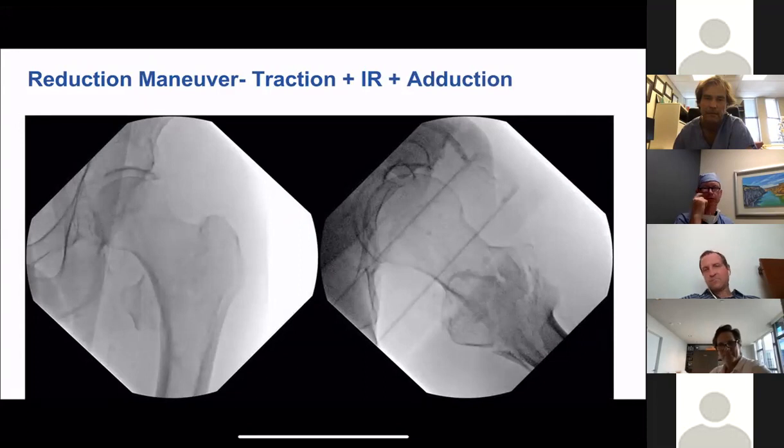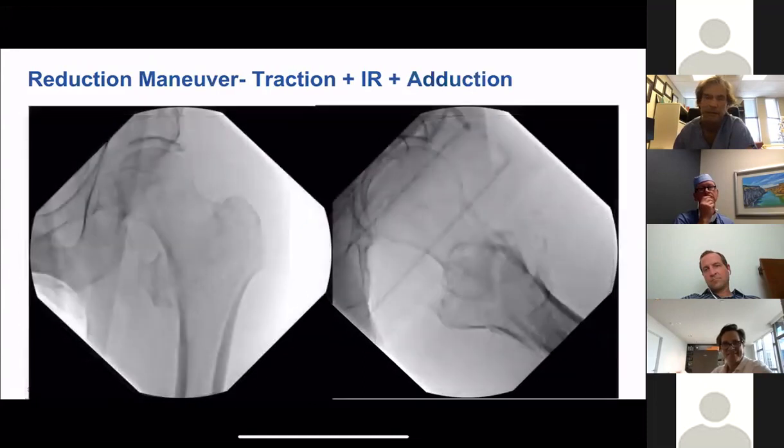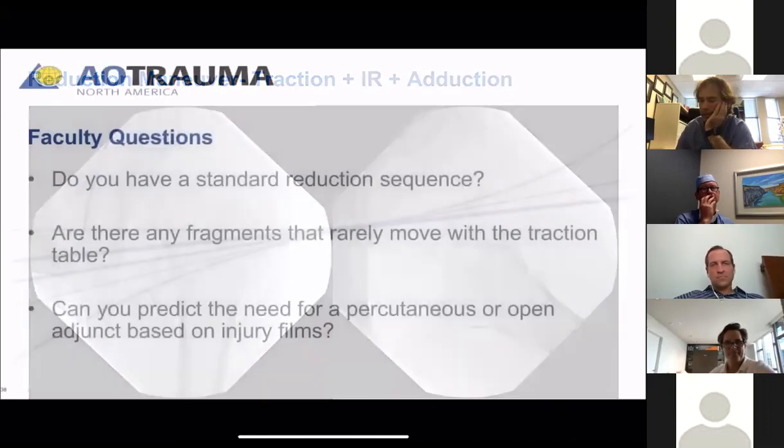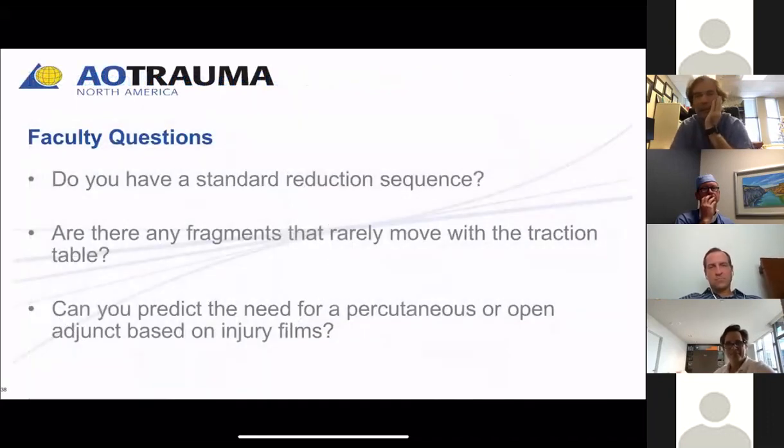This is traction, internal rotation, and adduction. I'm going through these fast because ultimately it doesn't really matter. So nothing's changing. These fragments are moving together. Once traction was created, somehow they locked in well enough to allow for rotation not to create a deformity. Same with adduction. So for the faculty, and we can just start with you, Tom.